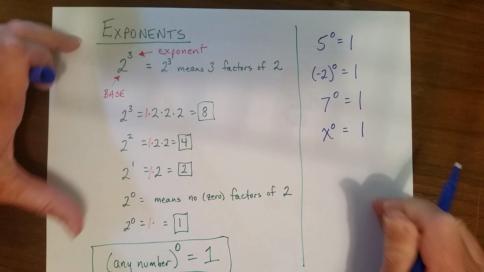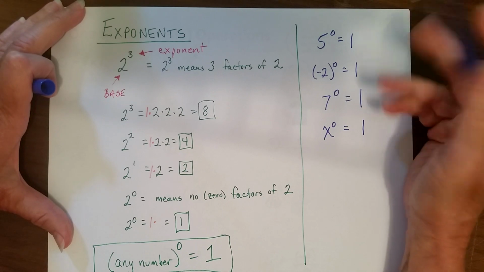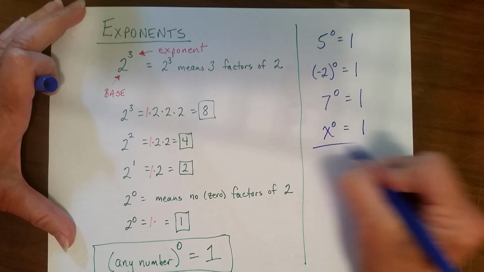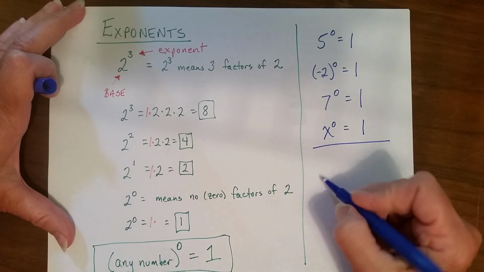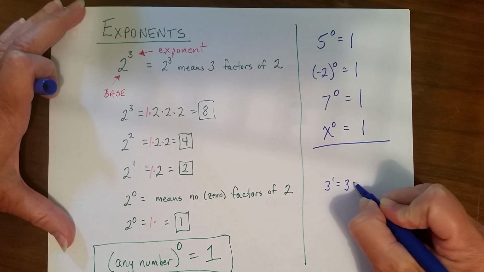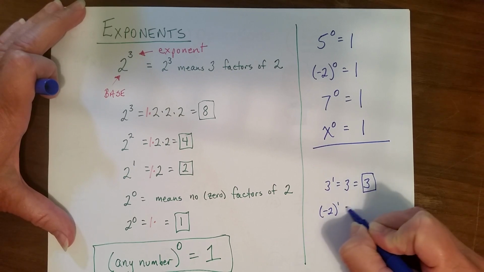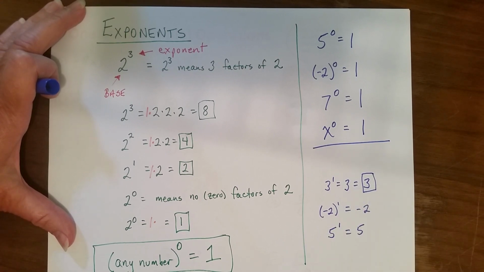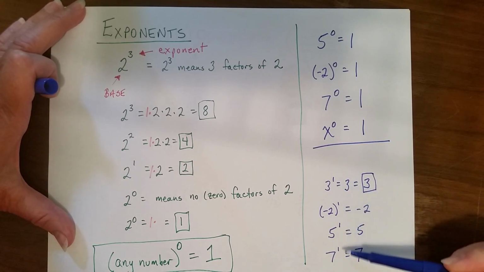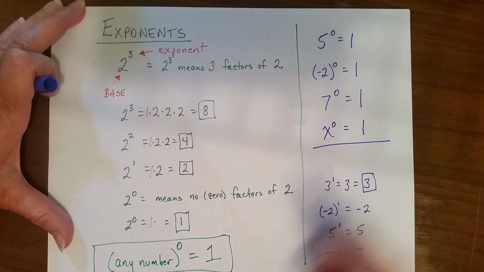Okay? So that's what it means when you're to the 0 power. You have no factors of that base, so it's just 1. Your expression is just 1. Now, let's contrast that with to the first power. Let's say I had 3 to the first power. Well, that means 1 factor of 3, so 3. Negative 2 to the first power is negative 2. 5 to the first power is 5. 7 to the first power is 7. So anything to the first power is just itself. Okay, but anything to the 0 power is 1.